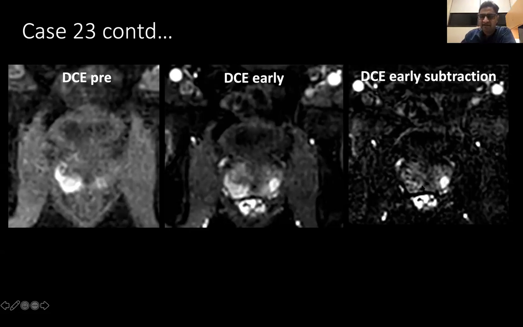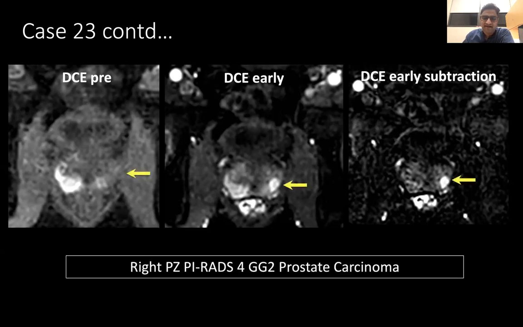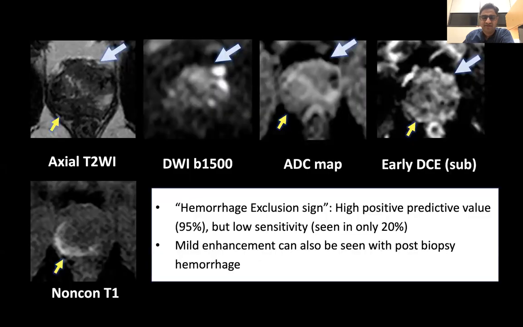And here we can clearly see that this lesion that's showing restricted diffusion is enhancing early. And so this is a PI-RADS 4 lesion with grade group 2 prostate cancer. And so something to think about is the hemorrhage exclusion sign. When seen, it's useful, so it has a high positive predictive value, but it's not necessarily seen every single time there's a hemorrhage. So you can't rely on that to rule out a prostate cancer.